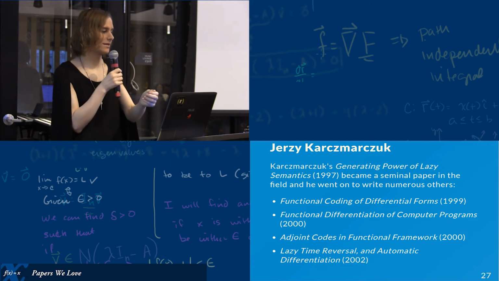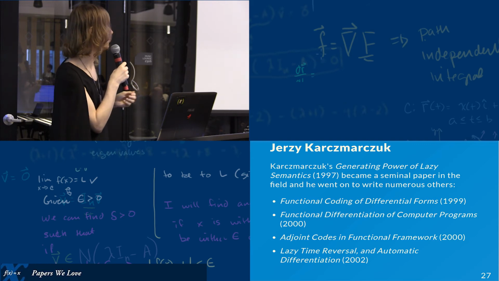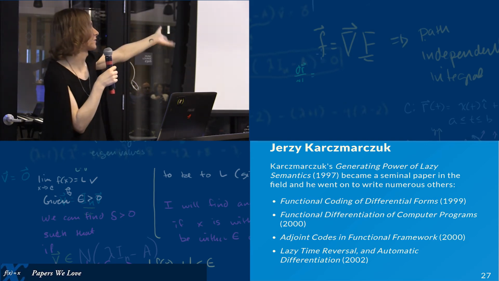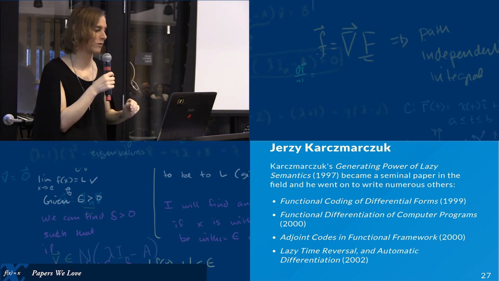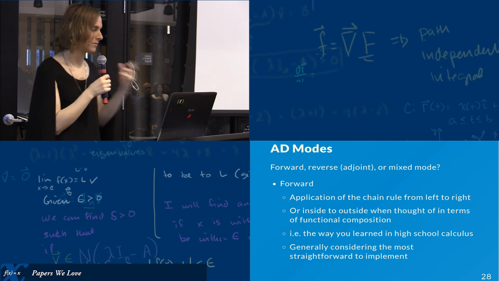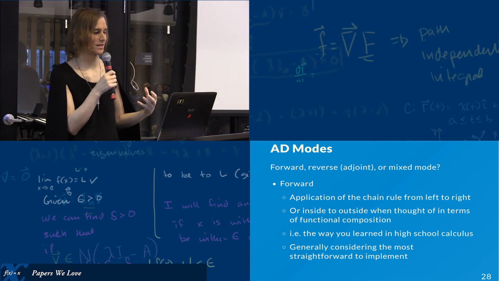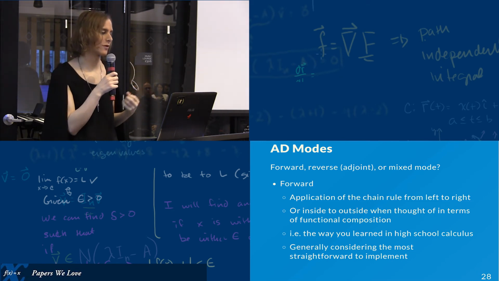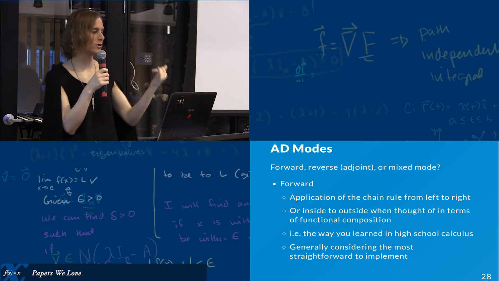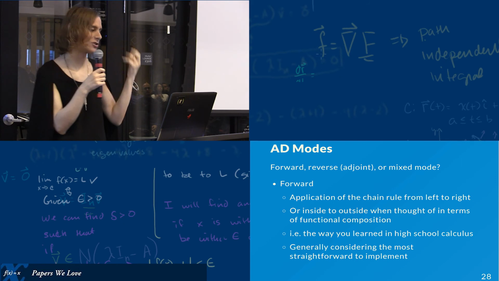And the paper that he first presented that in, Generating Power of Lazy Semantics, has become a classic in the field. He published numerous others during a relatively short period of time, many more than I list right here. Going to some technical things that arose around that time, there are three modes that people talk about in AD: forward mode, reverse mode, or adjoint mode, and mixed mode.